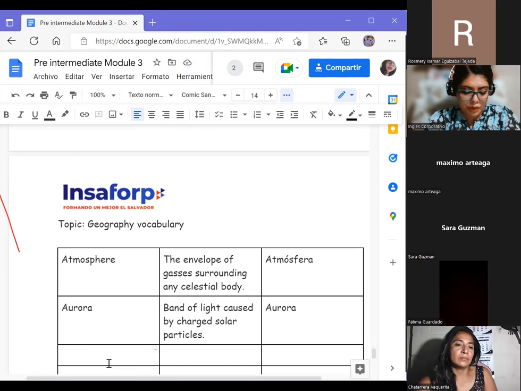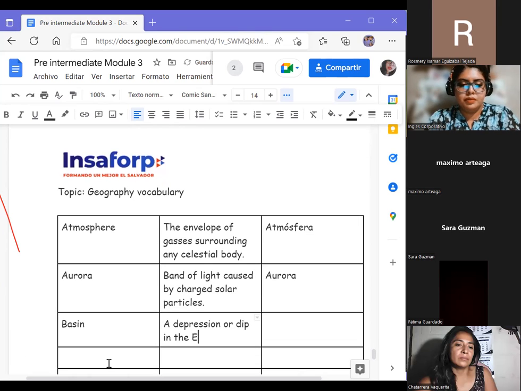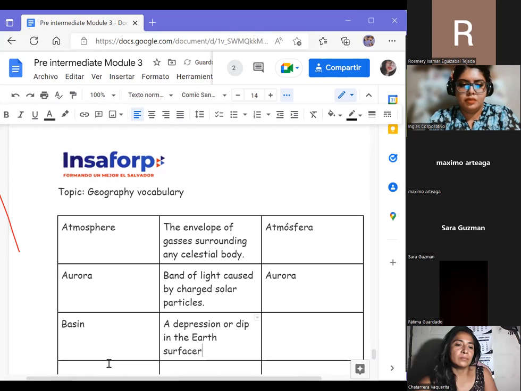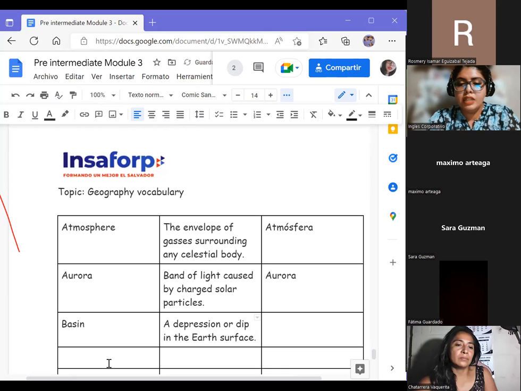Then we have the number three, and it says basin. So this one is a depression. In this case, we are not talking about feelings. It's a depression or a deep in the Earth's surface. And in Spanish, we can translate it as cuenca.